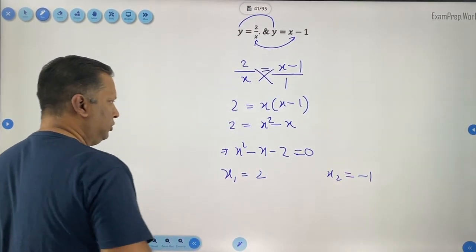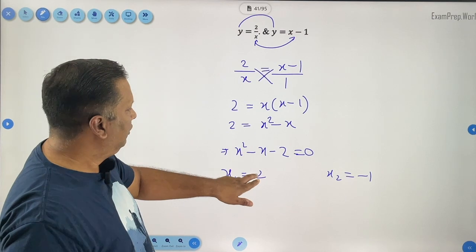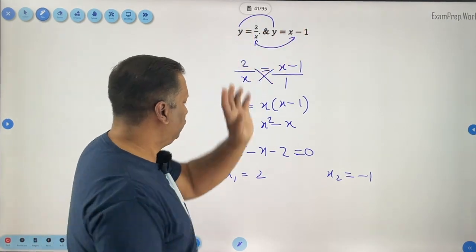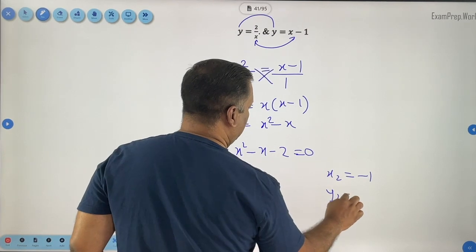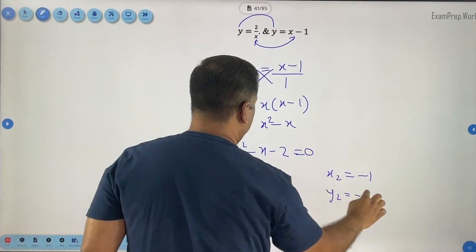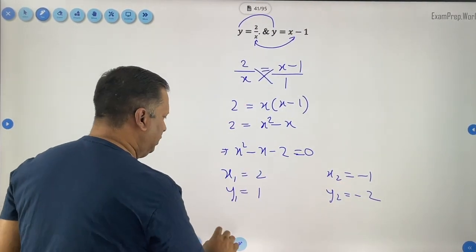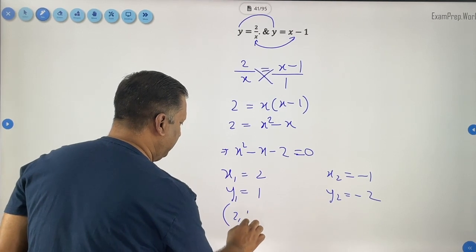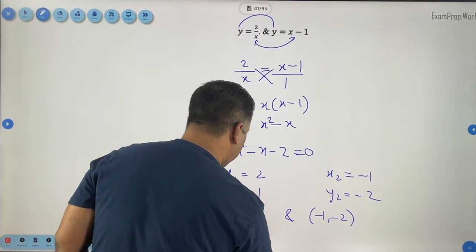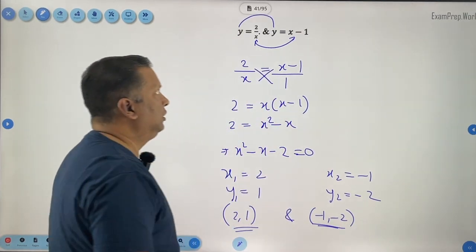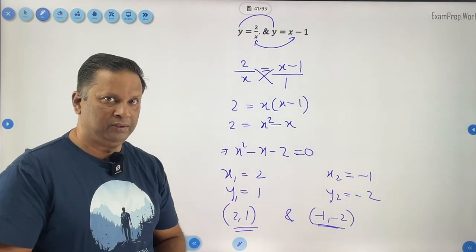I get these two values, right? Now I'll input these values. If I input 2 here, 2 minus 1 is 1. So y1 is 1. And y2, if I input negative 1 here, it is negative 2. So the lines will intersect at (2, 1) and (negative 1, negative 2). These are the two intersecting points for the given functions.